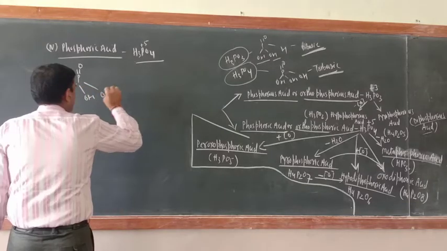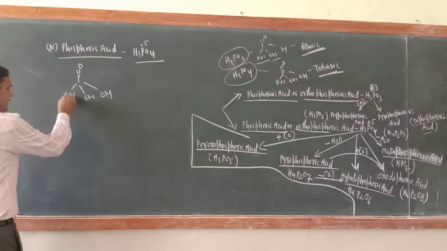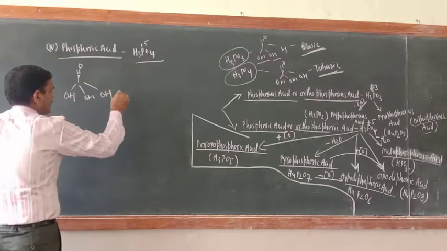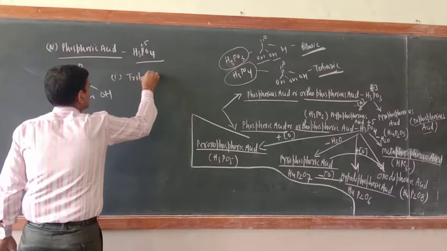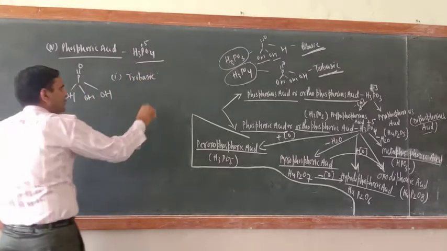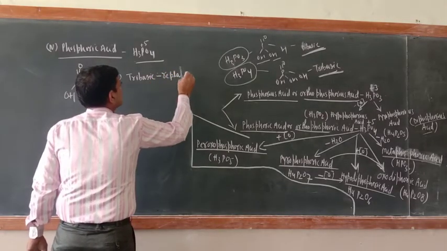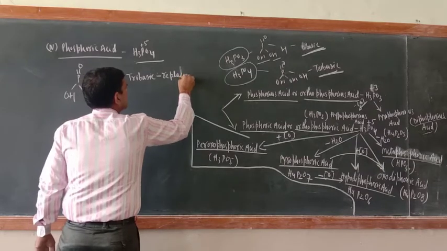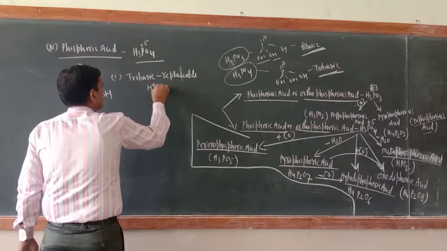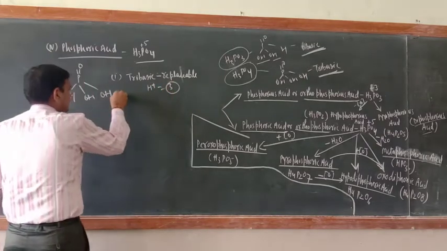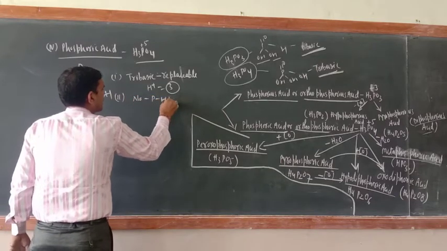So just see how many replaceable H positive ions will be there. Just see OH bond, OH bond, OH bond. So the number one is tribasic, because replaceable hydrogen is 3, H positive equal to 3. What is the second one now? No P-H bond. No P-H bond.